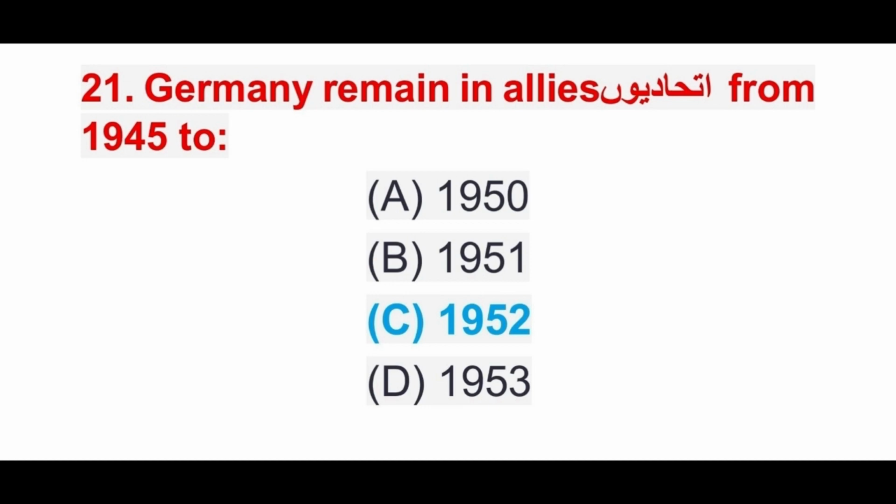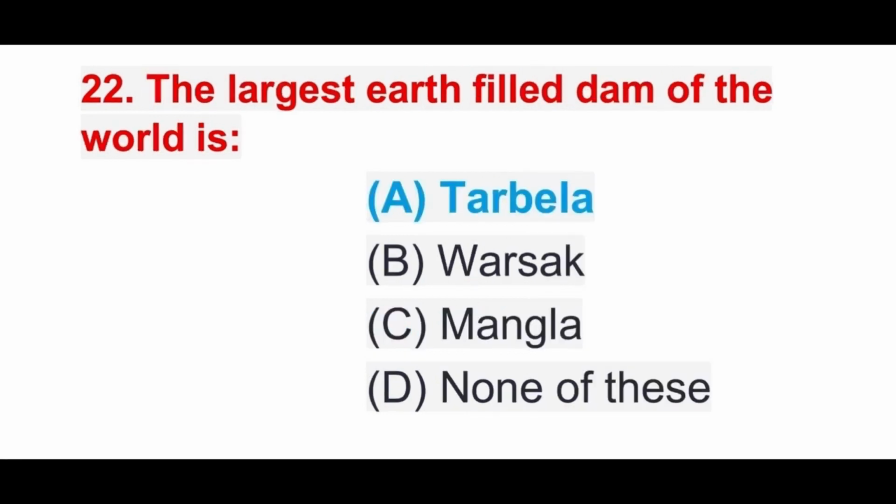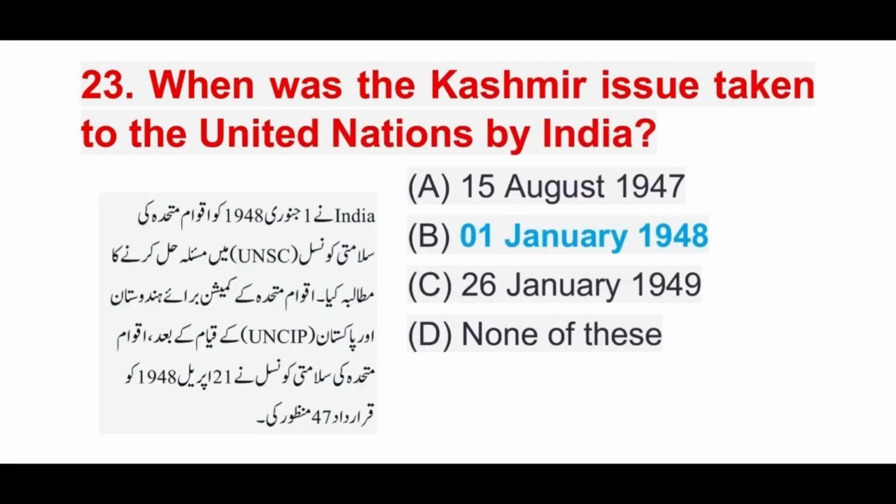Question number 21. Germany remained in Allies from 1945 to. Answer is 1952. Question number 22. The largest earth-filled dam of the world is. Answer is Tarbela. Question number 23. When was the Kashmir issue taken to the United Nations by India? That answer is 1st January 1948.